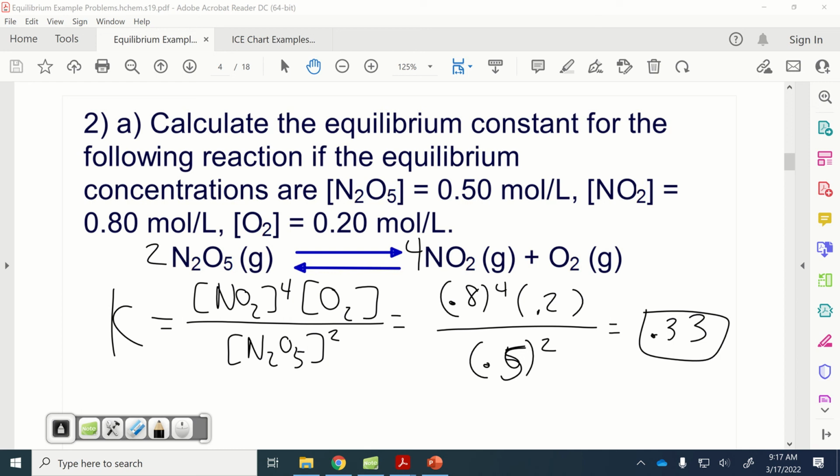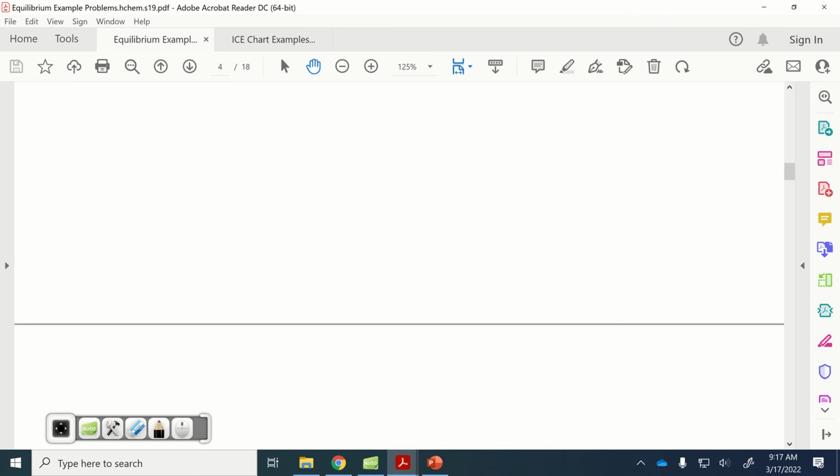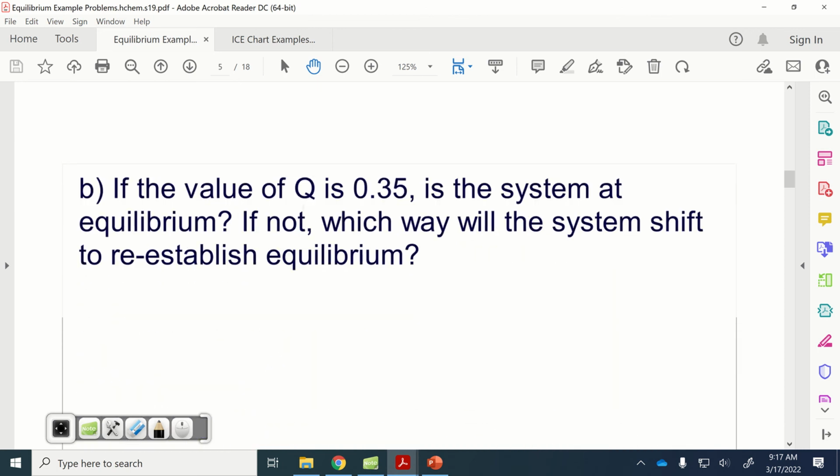All right. So I need to keep that because I was trying to do another problem lower. So let's keep on moving forward with that. There you go, 0.33.